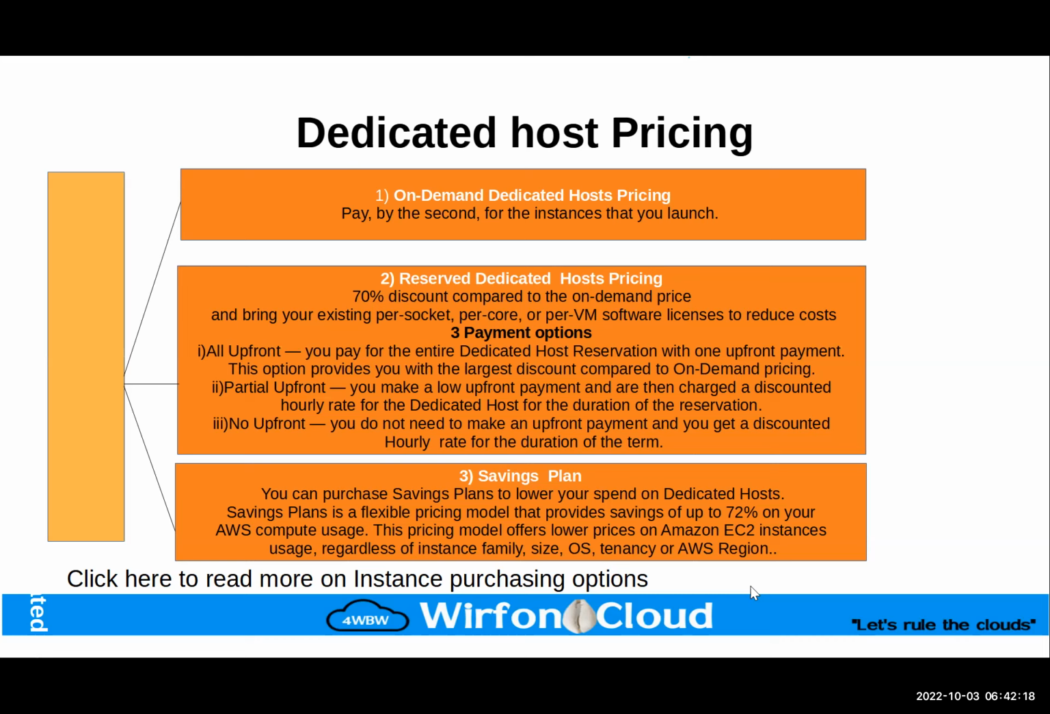Then you have savings plans, where you also lower your spend on dedicated hosts. It's flexible pricing and provides up to 72% off your AWS compute usage. This pricing model lowers prices on Amazon EC2 instance usage, regardless of the instance family, size, operating system, tenancy, or AWS region.